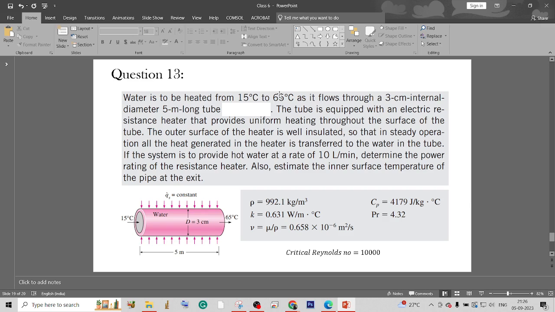Now then comes the heat flux. So heat flux is obviously heat upon area, that you calculate, right? Now for finding the mean temperature, first thing that we need to understand, for any flow inside a pipe, we have to find out the entry length first. And for entry length, we need to first find out the Reynolds number, right? So first we'll calculate the Reynolds number.